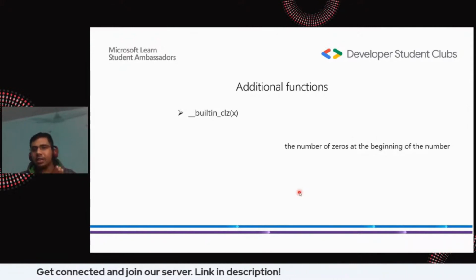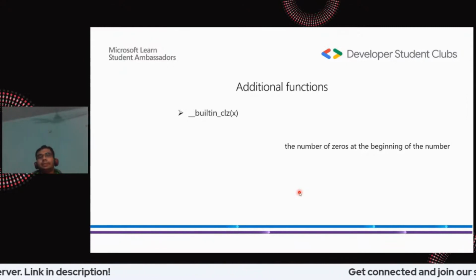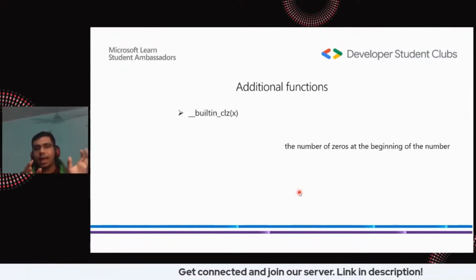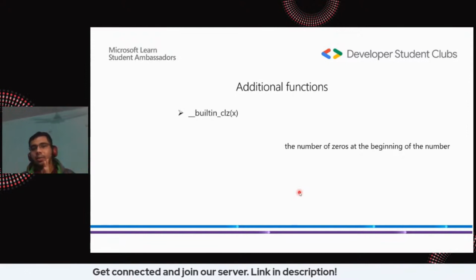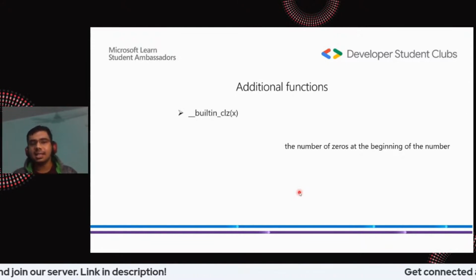This particular function gives the number of zeros at the beginning of the number. Say you have a number, and how many zeros are there at the beginning of the number? That will be returned by this built-in CLZ function.